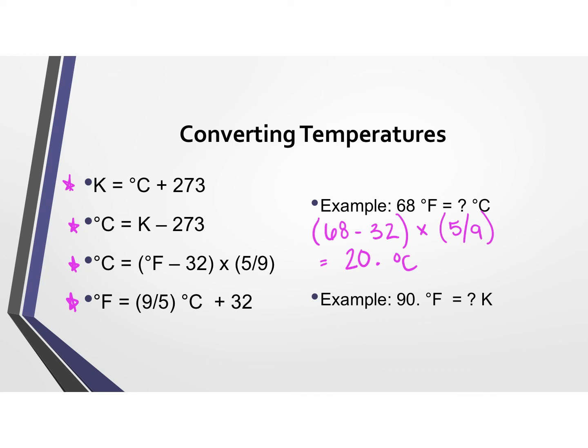Next, let's convert 90 degrees Fahrenheit to Kelvin. If you look at our equations over here, can you go straight from Fahrenheit to Kelvin? Okay, there's no equation that gets you just from Fahrenheit to Kelvin. So what unit do you have to convert to in between? Okay, so we've got to go to Celsius in between. So we'll take 90 minus 32 times 5/9.